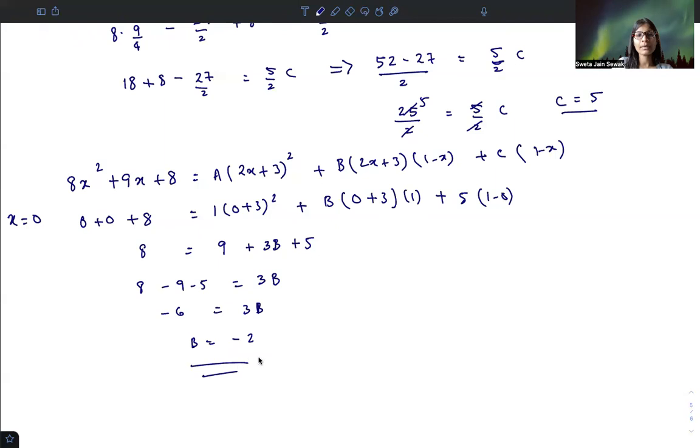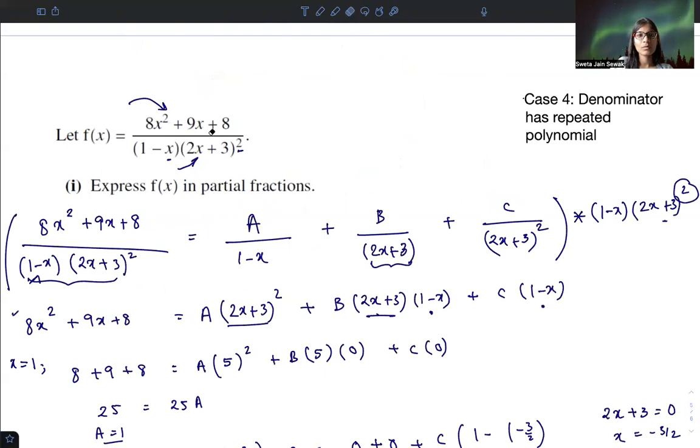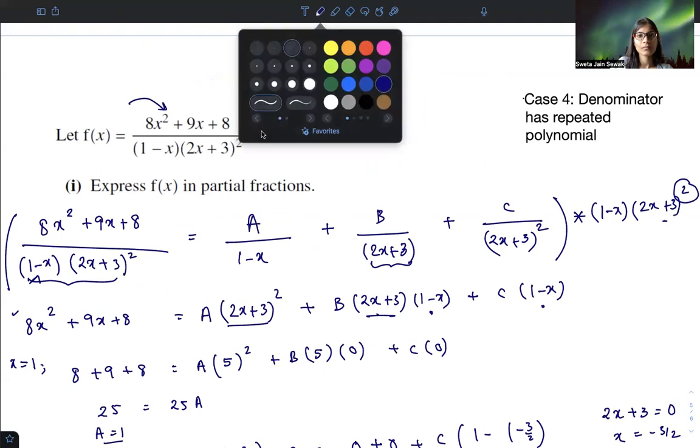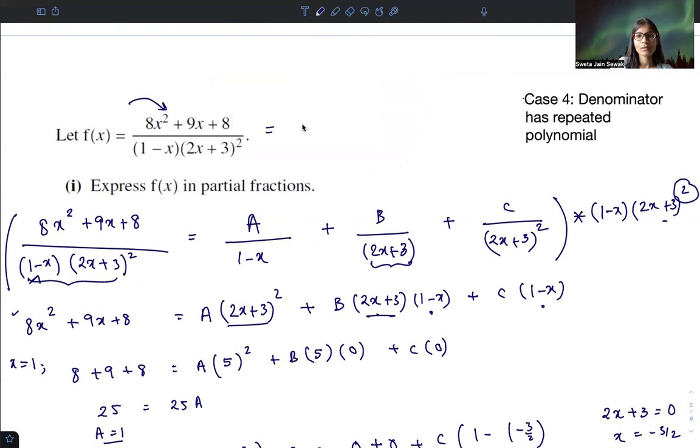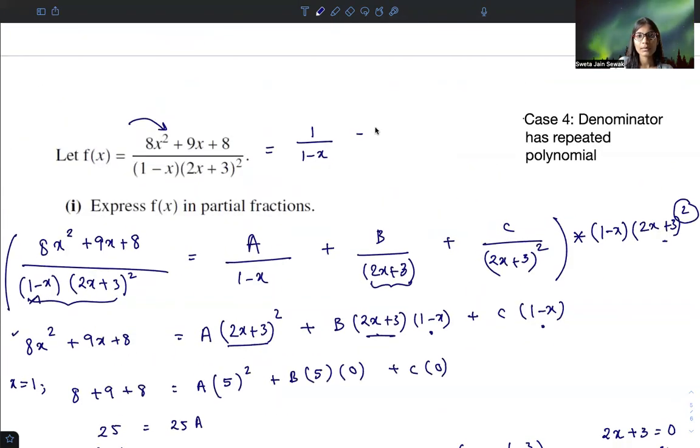So we've got the value of A, B, and C. And all you need to do now is put that together. So this fraction can be written as A, which is 1, over 1 minus x, plus B, and we got the value of B as negative 2, so negative 2 over 2x plus 3, plus C, which is 5 over 2x plus 3 squared. That's our answer.